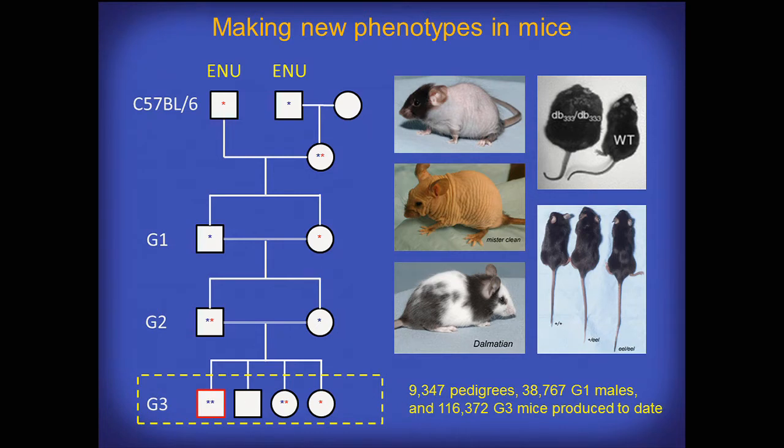And in all, over a period of more than a decade, we've made 9,347 pedigrees of this type. We've produced 38,767 G1 males, and in all, well over 100,000 G3 mice for screening. And when you do this, you see a lot of phenovariants, just visible phenotype. You can imagine that you're also creating a lot of problems with the immune system, and if you screen intelligently, you can find a lot of exceptions where there's a failure of immunity in one aspect or another.